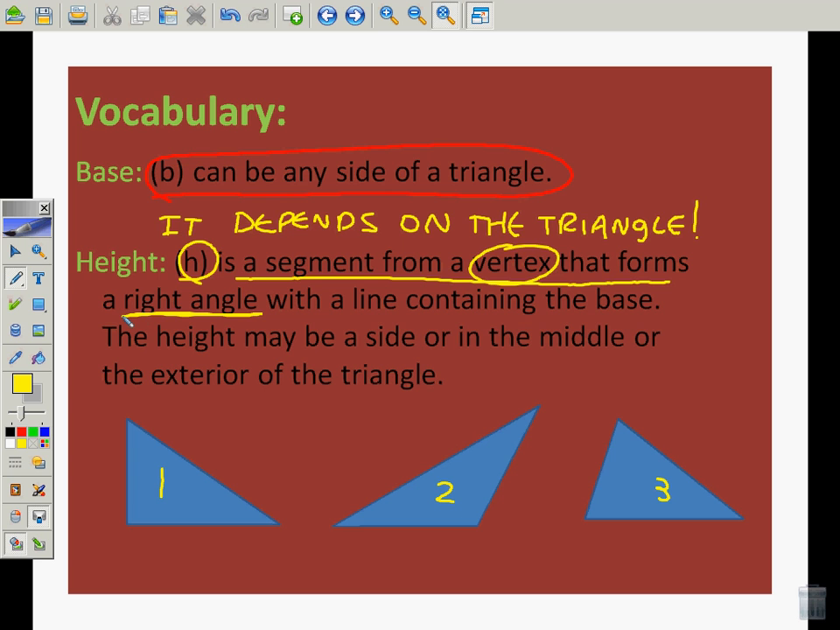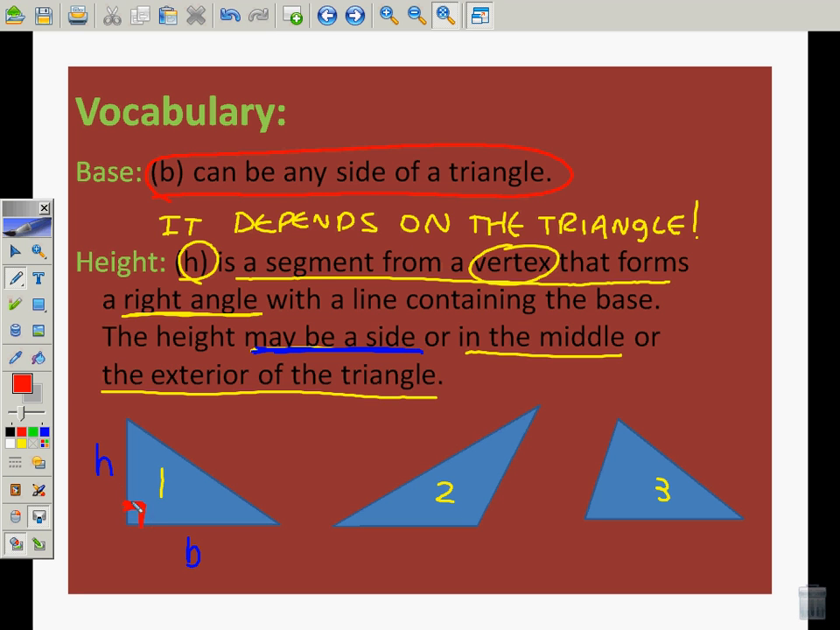The height may be a side, or in the middle, or on the exterior of the triangle. Let me illustrate this for you. This first one is a right triangle. And so this is perhaps the easiest one because the base is the bottom. Notice, the height may be a side, because in this case, the height is the side, because it forms this 90-degree angle right here.